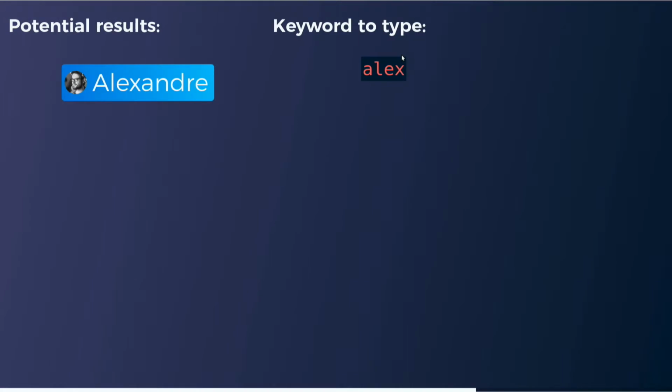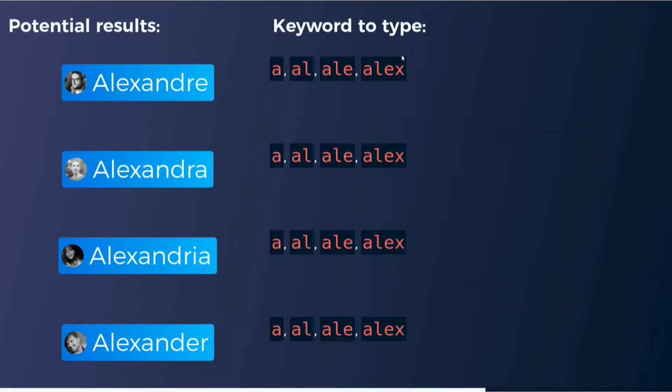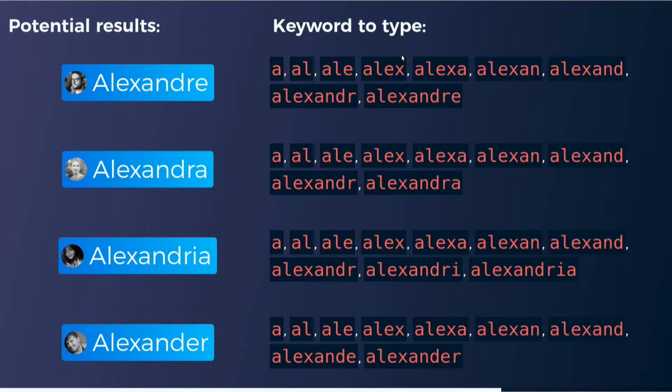I want Alexandre to be displayed when I type Alex. Fine. But I have many other people in the company whose nickname is Alex. We have Alexandra, Alexandria, Alexander. I should be able to find them all just by typing Alex as well. And it's not just Alex, actually. Every character that will lead to Alex, Al, should display Alex as well. And all the way up to the end of the complete first name.